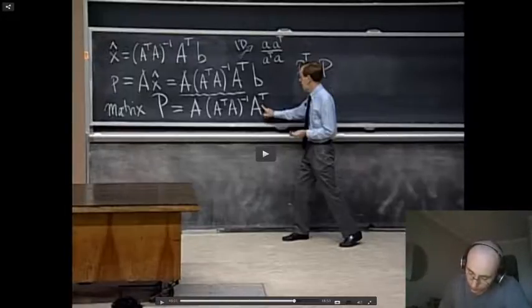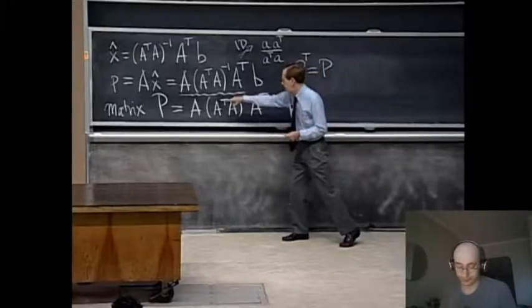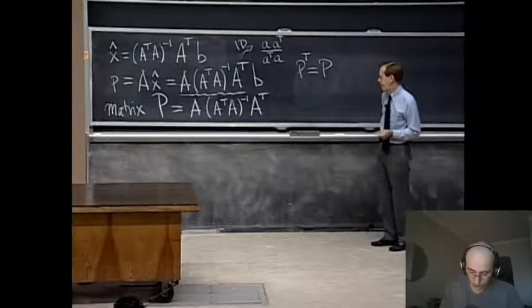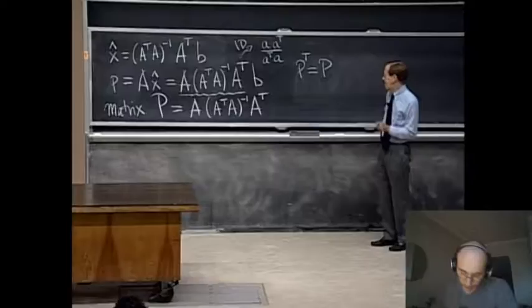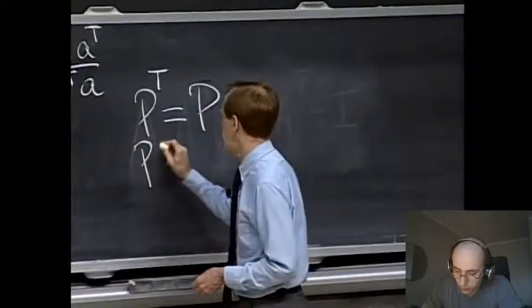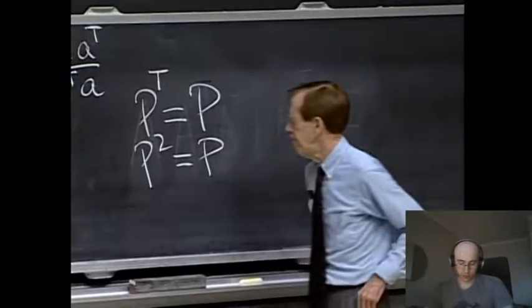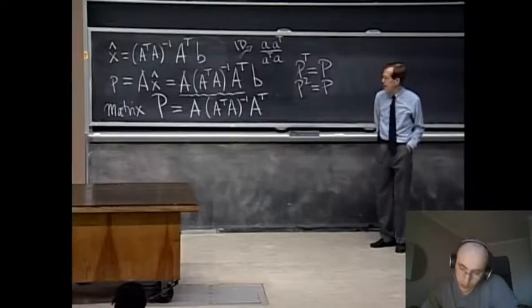So what we are left with is A times the inverse of A transpose A times A transpose. Exactly. So yes, it equals P. P transpose equals P. The property is satisfied. And do we dare try the other property, which is P squared equals P? Okay, this is harder, I think. Not so easy. It's got to be right.